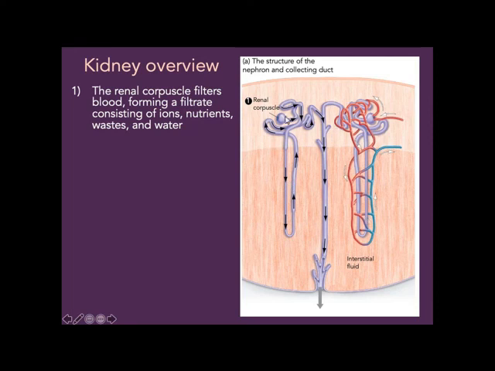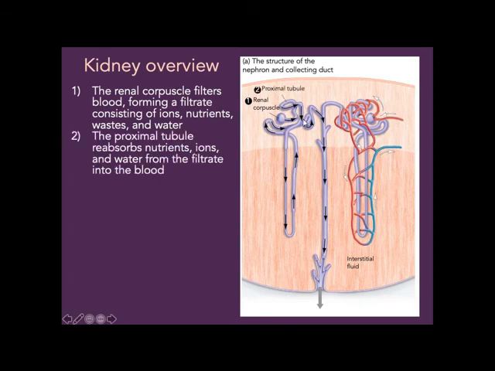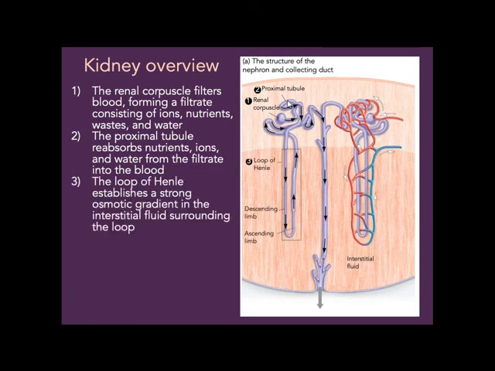So the first step here is the structure called the renal corpuscle, which filters the blood and forms a filtrate, like a substance left over after it's filtered. And that consists of ions, nutrients, wastes, and water. So that's going this way, this way, this way, till it gets to the proximal tubule, this little twist here. And that reabsorbs more nutrients, ions, and water from the filtrate and into the blood.